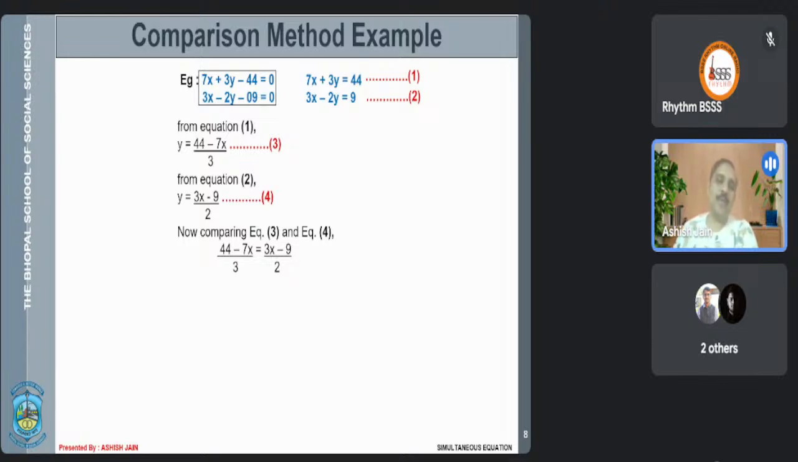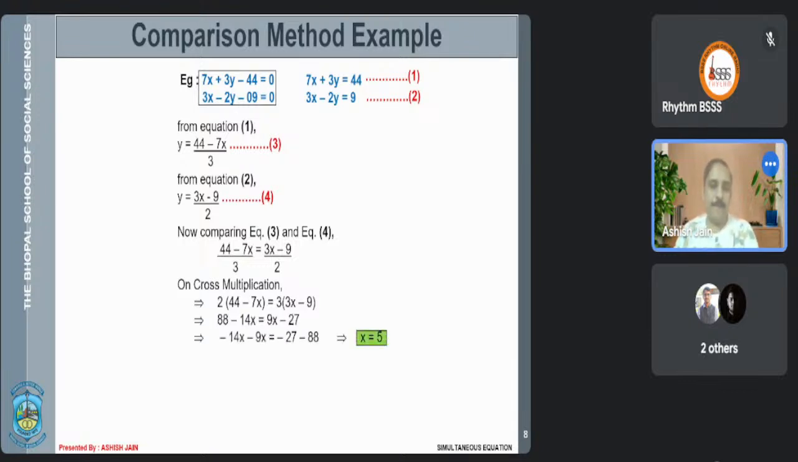On comparing, that means on equating equation number 3 and 4, just put the values of y here. We have 44 minus 7x upon 3. It is equal to 3x minus 9 upon 2. Now, how do you solve such things? You have to do cross multiplication. That means this 2 is multiplied on the opposite side with 44 minus 7x. And this 3 is multiplied to the numerator of the opposite side, which is 3x minus 9. So we have to write that using the cross multiplication method. We have 2 times 44 minus 7x, which is equal to 3 times 3x minus 9, right?